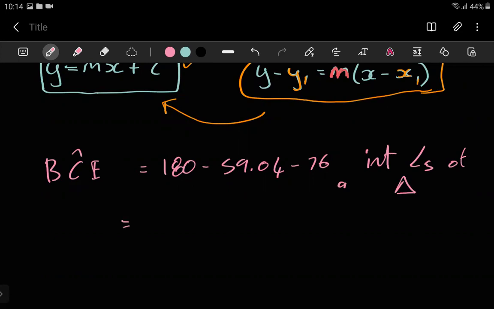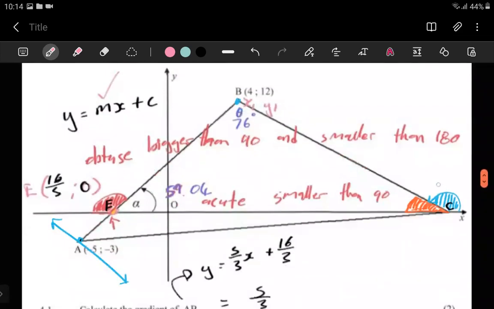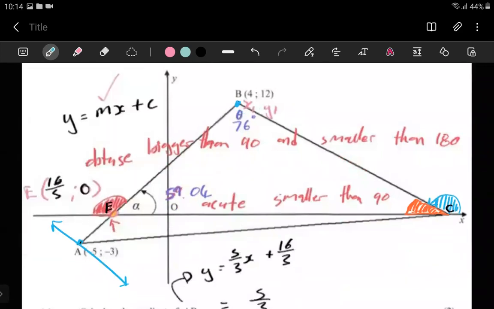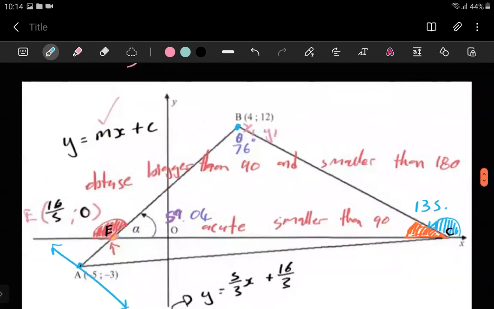As an answer here, 180 minus 59.04 minus 76 gives 44.96. So automatically we know what this angle is here. The other side here that's in blue is just 180 minus that answer we just got, which I got as 135.04. That makes sense because this is an obtuse angle, bigger than 90. Visibly it's bigger than 90, so it's fine.